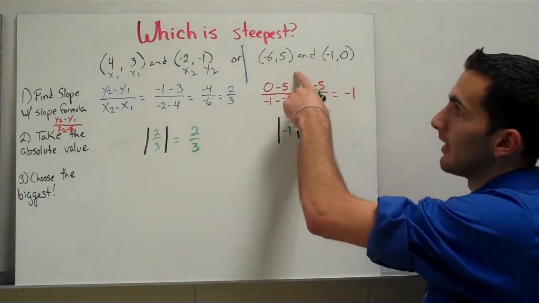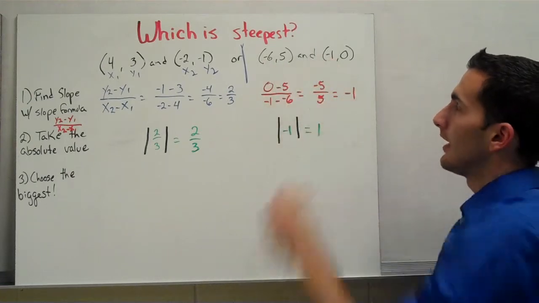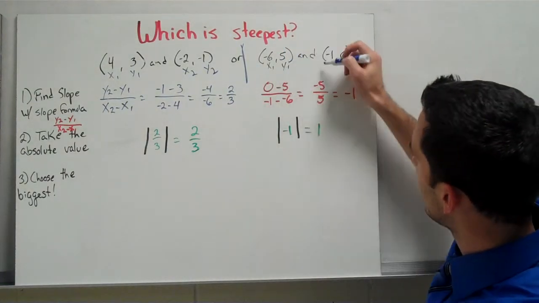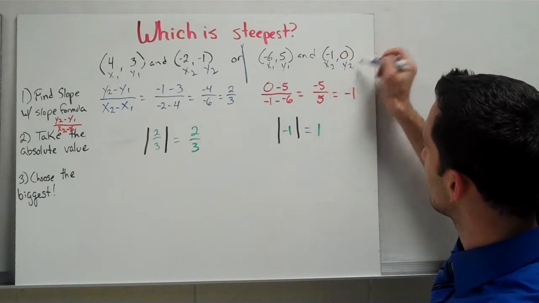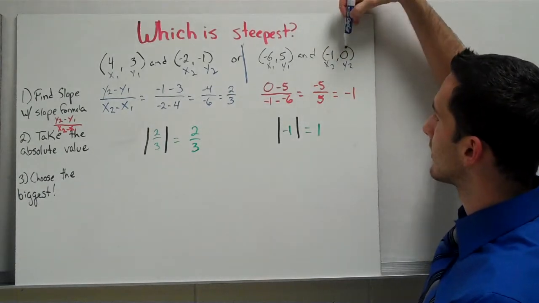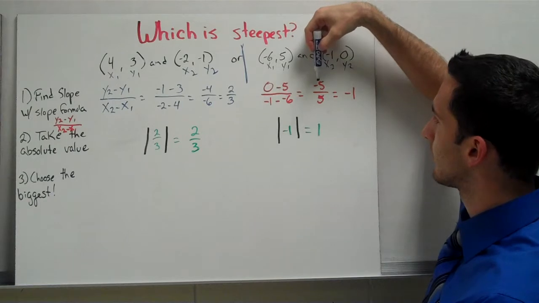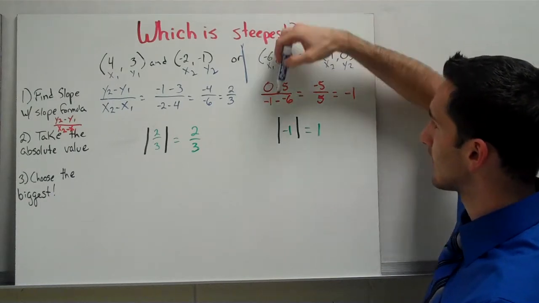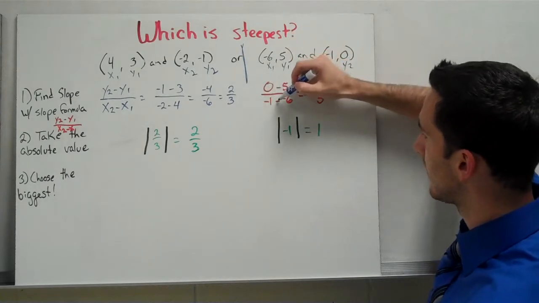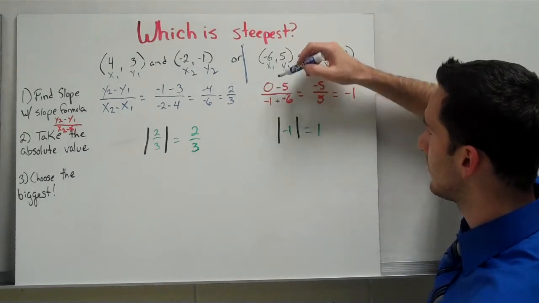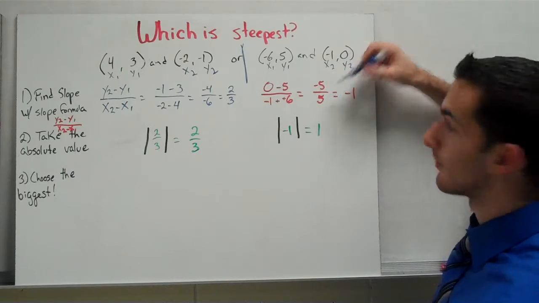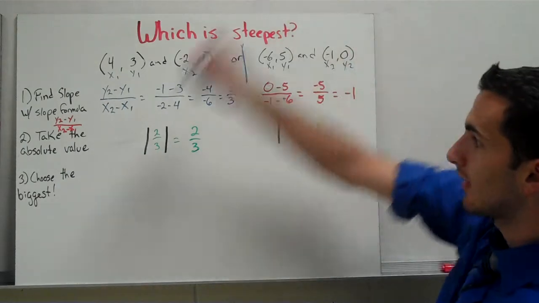Moving over to my second line, I have -6 and 5 and -1 and 0. That's going to be x1, y1 and x2, y2. Plugging these in, I get 0 minus 5, which gives me -5, and -1 minus -6. I have to keep change on this one. -1 plus 6 is going to give me 5. -5 over 5 is going to give me a -1.